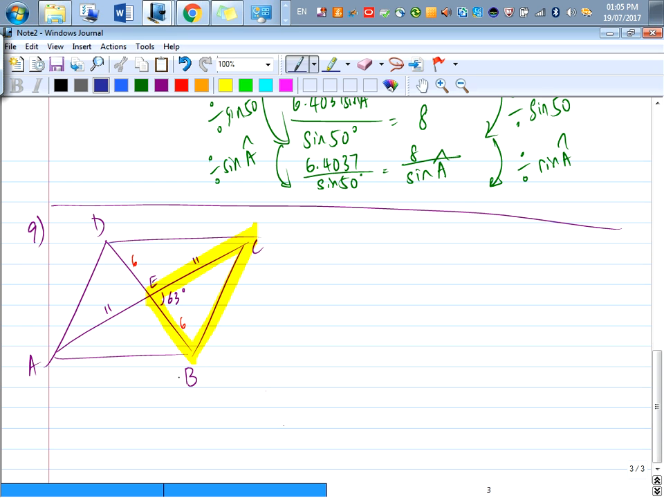So my unknown side BC, I'll write it down first. BC square. Okay, this square equals the other two sides, and we square them. So EB square plus EC square. Okay, so far okay? Then I need to minus 2 times the same thing over here. I see EB, right? So put down EB times EC cosine the angle that is opposite BC, which is 63. Okay?